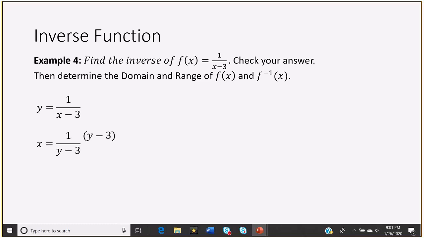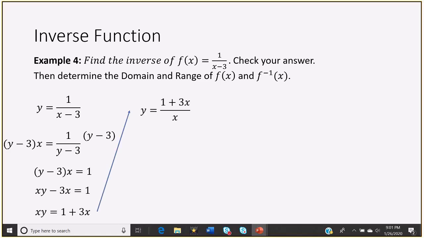So I multiply both sides by y minus 3, because it's not good to have what you're solving for in the denominator of a fraction. I'm left with y minus 3 times x is equal to 1. I could probably divide both sides by x, but either way is fine. I distribute my x. I add 3x over. I divide both sides by x, and that is my result.